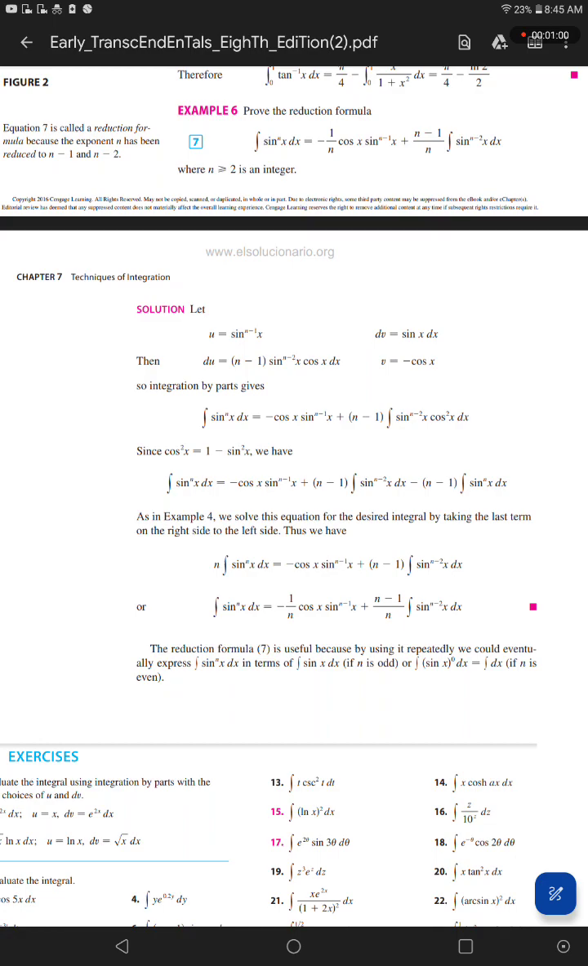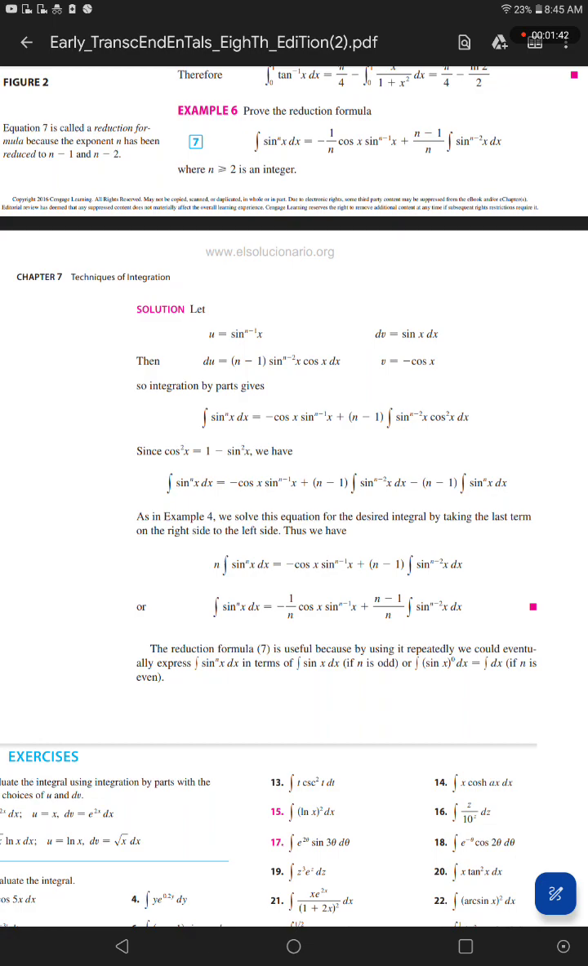Restating equation 7, the integral of sine to the power n x dx equals negative 1 over n cosine x sine to the power n minus 1 x plus n minus 1 over n, the integral of sine to the power n minus 2 x dx, where n is greater than or equal to 2 is an integer.